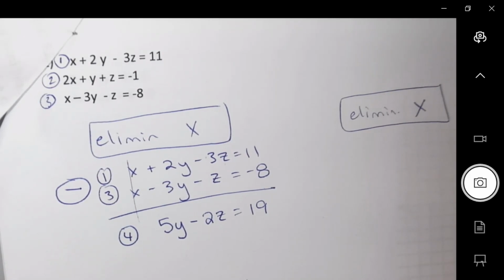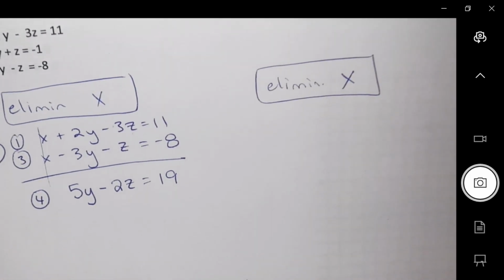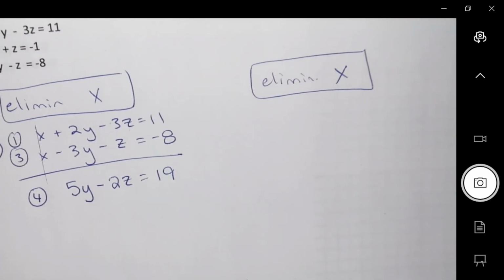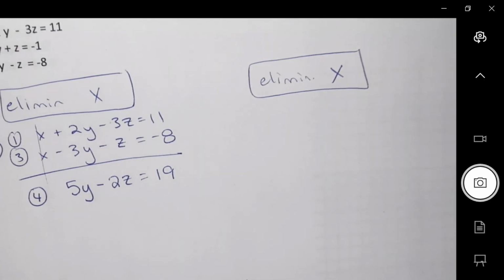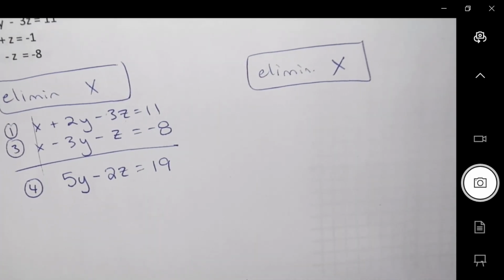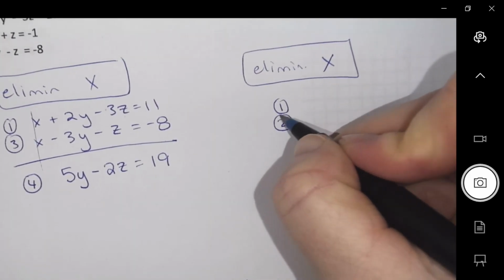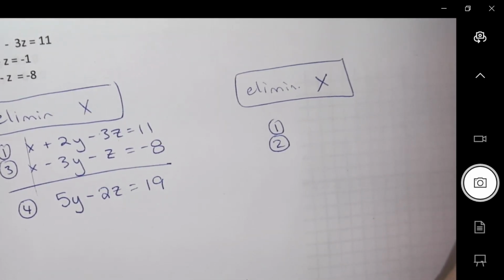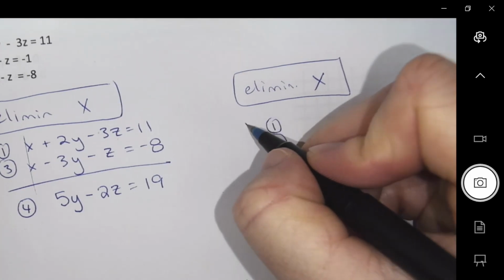Okay, how did it go? Did we get the same? A 5, a negative 2, and a 19? Okay, let's pick. We have to go 1 and 2 or 2 and 3. Which ones do you want to do? 1 and 2. Before I write them out, do you see what I want to do here? I want to times this by 2 to match that.